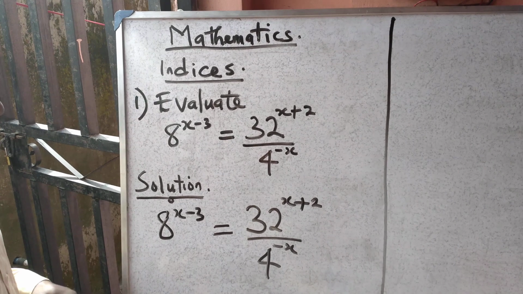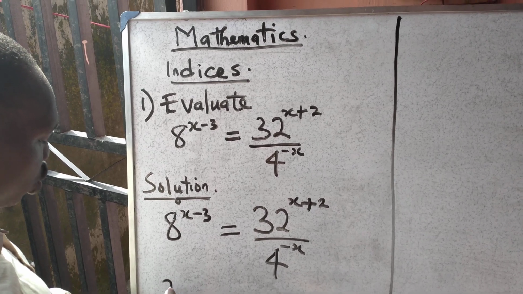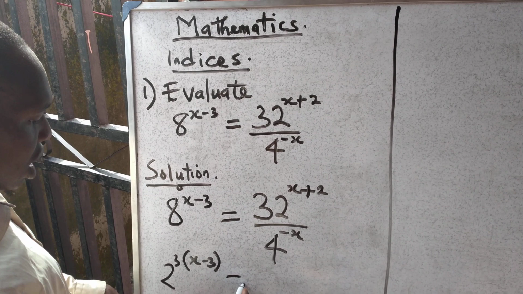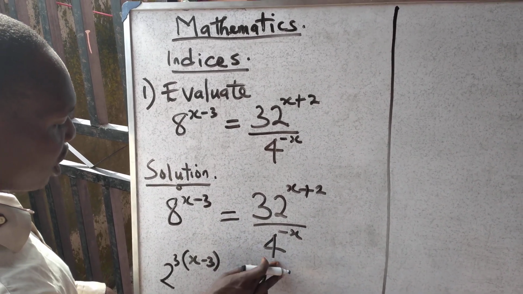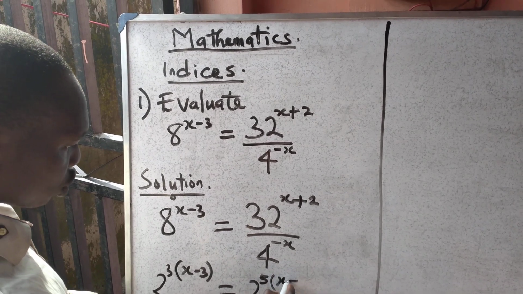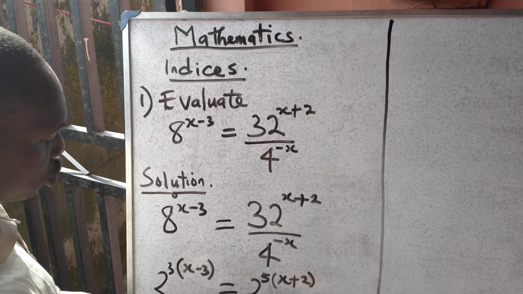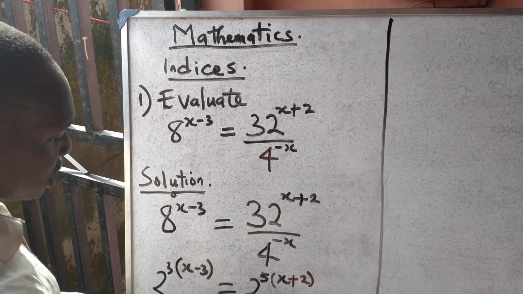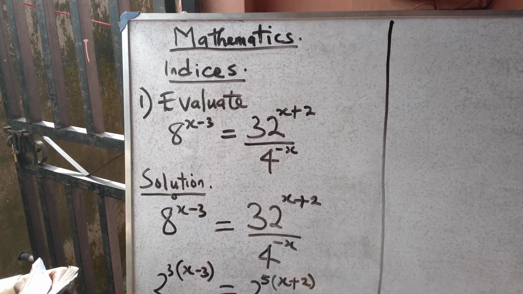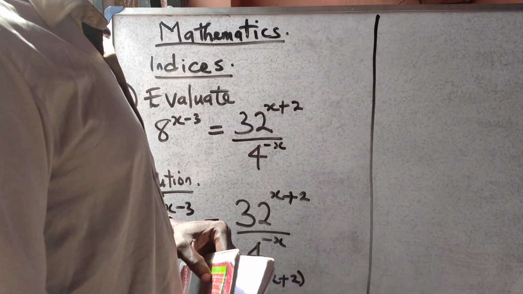Now, we know that 8 is 2 raised to the power of 3. We know that 8 is 2 raised to the power of 3 multiplied by x minus 3. And 32 is 2 raised to the power of 5, 2 raised to the power of 5 multiplied by x plus 2, all over 4, which is 2 raised to the power 2 multiplied by minus x. Alright, so let's look at how we arrived at this point.